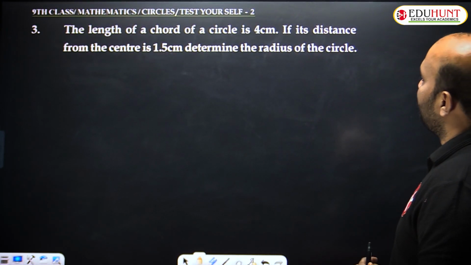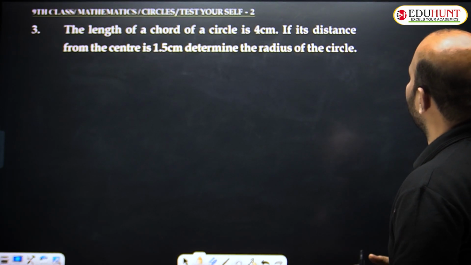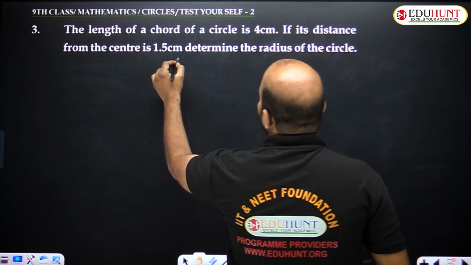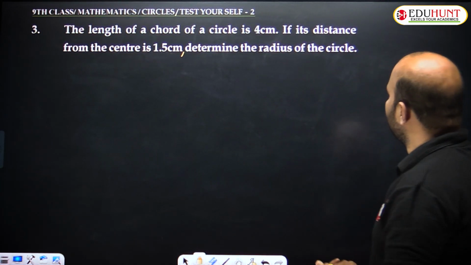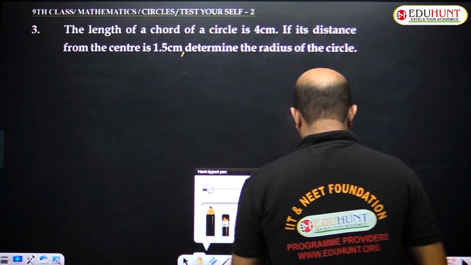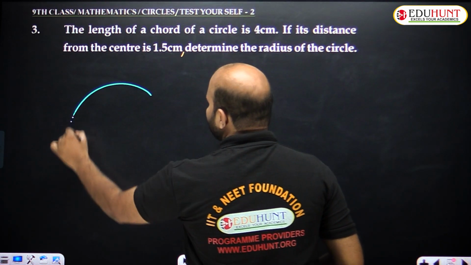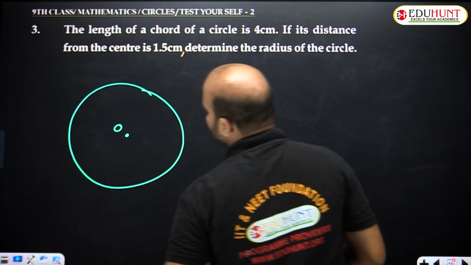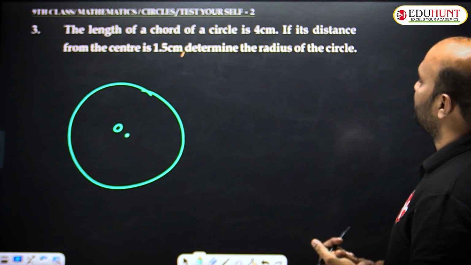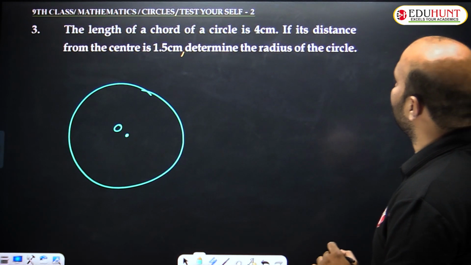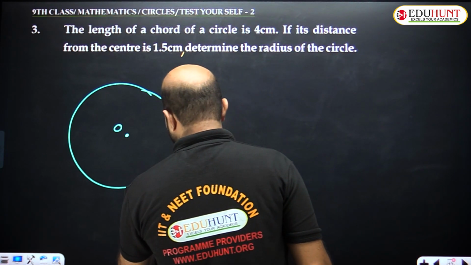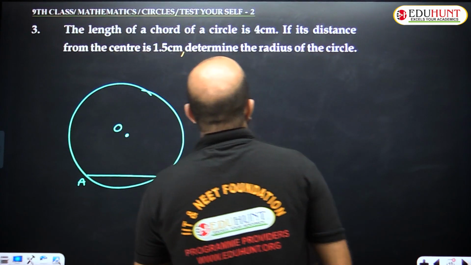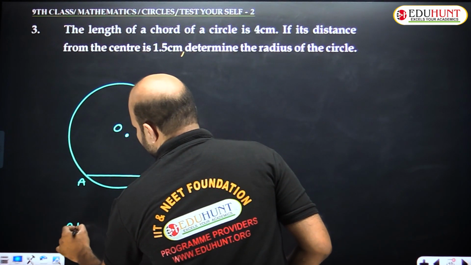The length of a chord of a circle is 4 centimeters. If its distance from the center is 1.5 centimeters, determine the radius of the circle. Clearly we need to understand what is given. This is a circle with center O. Let us draw the circle with center O. The length of the chord is given as 4 centimeters. AB is a chord, so AB equals 4 centimeters.